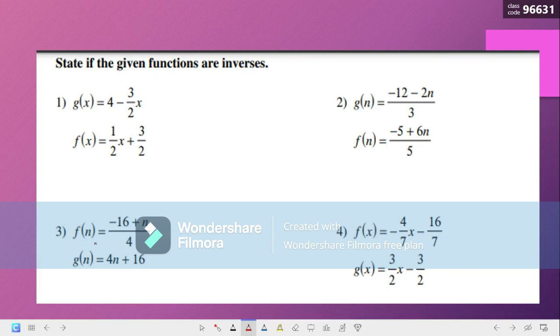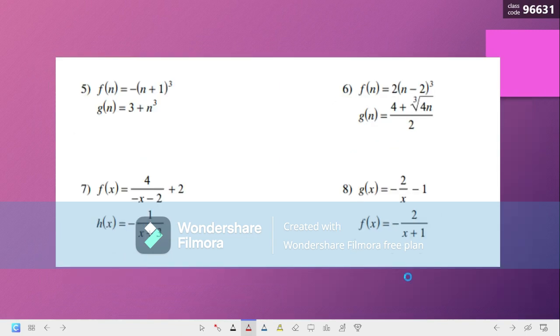Number 3, f of n is equal to negative 16 plus n all over 4. G of n is equal to 4n plus 16. Number 4, f of x is equal to negative 4 over 7x minus 16 over 7. G of x is equal to 3 over 2x minus 3 halves. Number 5, f of n is equal to the quantity of negative n plus 3 cubed. G of n is equal to 3 plus n cubed. Number 6, f of n is equal to 2 times the quantity of n minus 2 cubed. G of n is equal to 4 plus cube root of 4n all over 2. Number 8, g of x is equal to negative 2 over x minus 1. F of x is equal to negative 2 all over x plus 1.